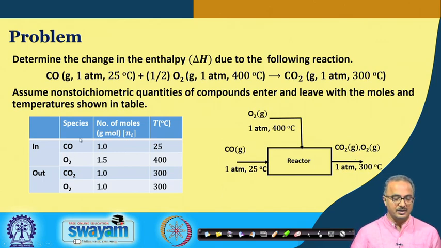Now, here we write all the species we have and the number of gram moles which are going in and which are coming out, and these are the respective temperatures of the various streams. Now, with this information, and assuming that non-stoichiometric quantities of compounds enter and leave with the moles and temperatures shown in the table, that means these are all non-stoichiometric.